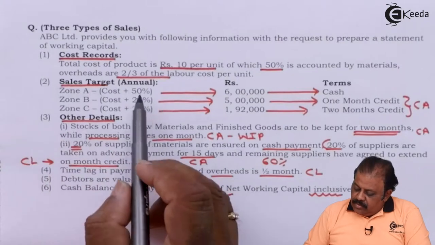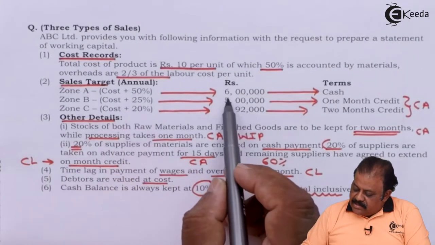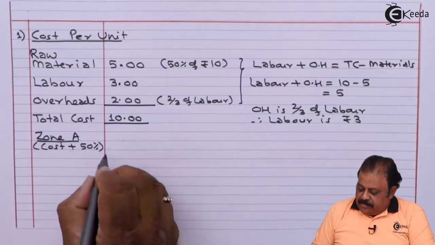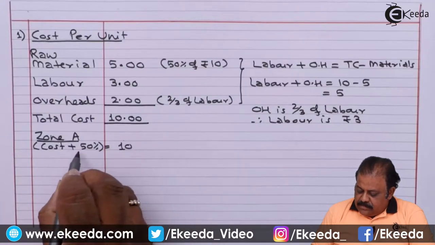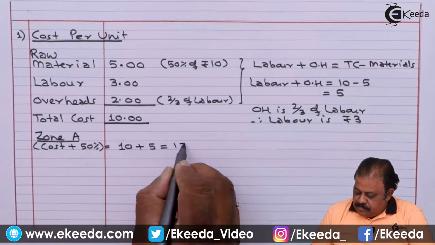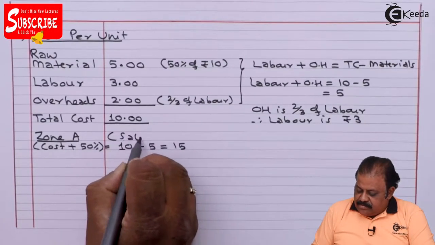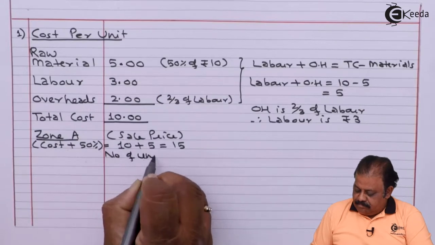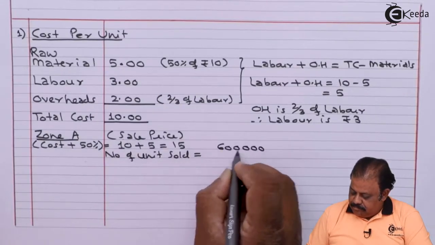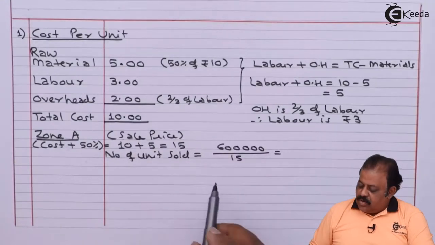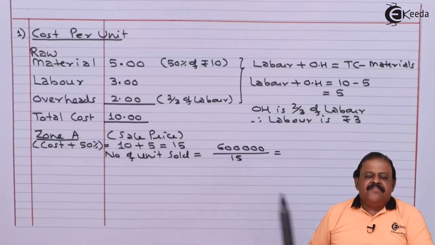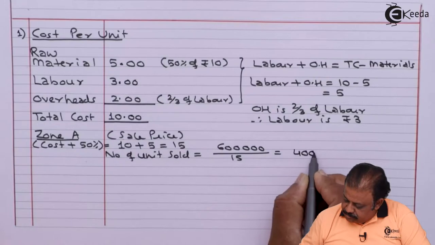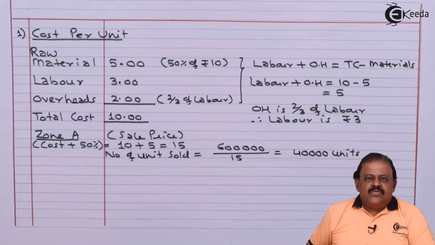In zone A, selling price is cost plus 50% and total sales is 6 lakhs. Cost plus 50%, cost is 10 rupees plus 50% means 5 rupees. So in zone A, sale price is 15 rupees. Total sales is 6 lakhs. So number of units sold is equal to total sales 6 lakhs divided by sale price 15 rupees. So it is 40,000 units.